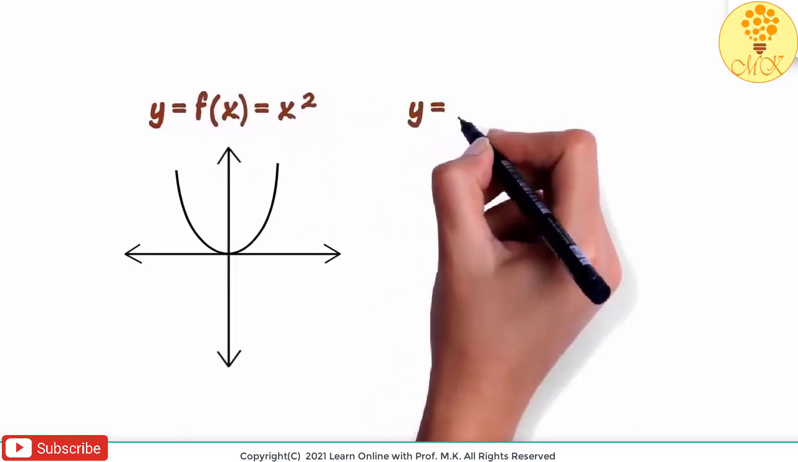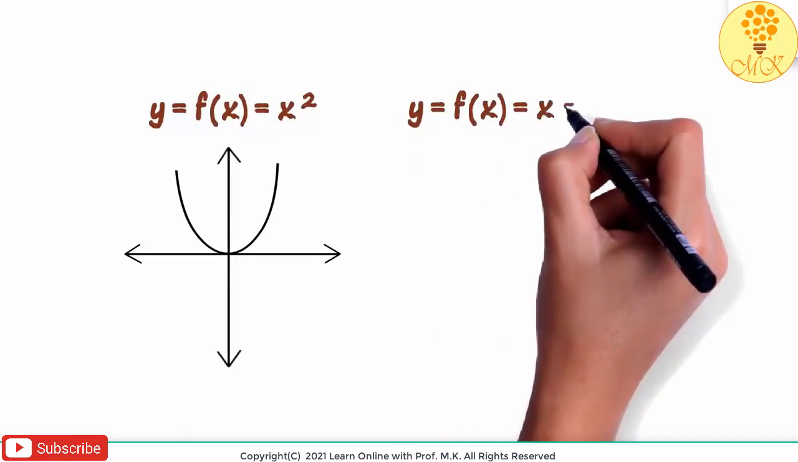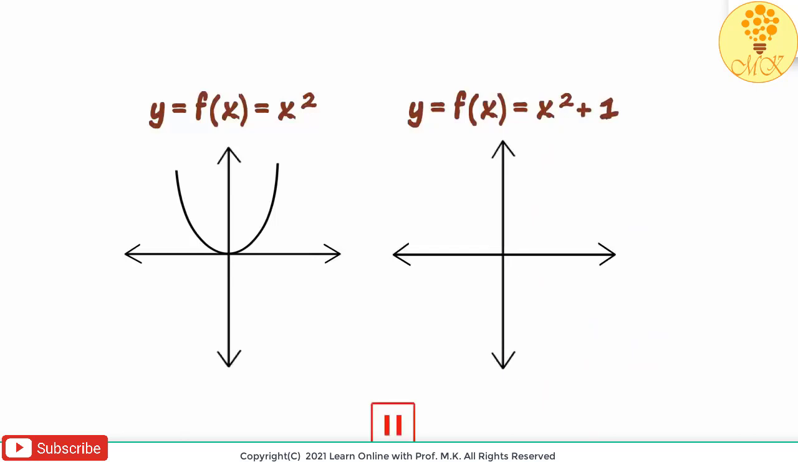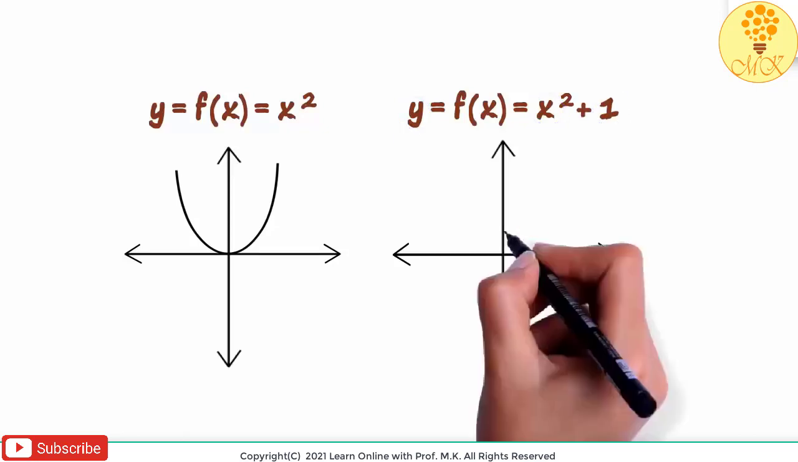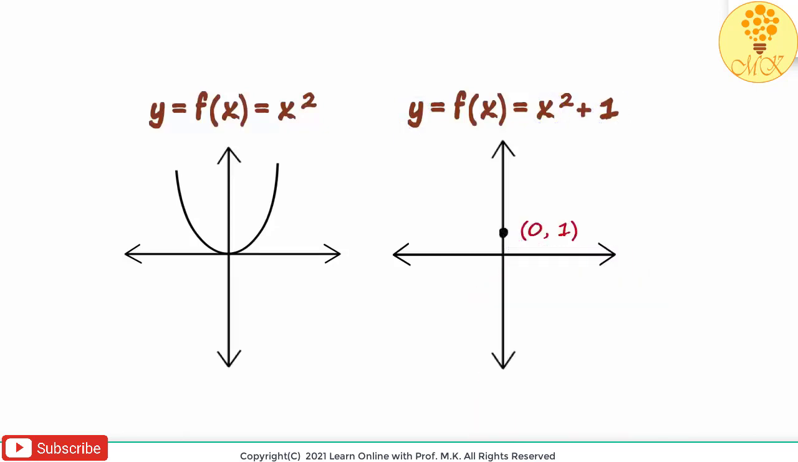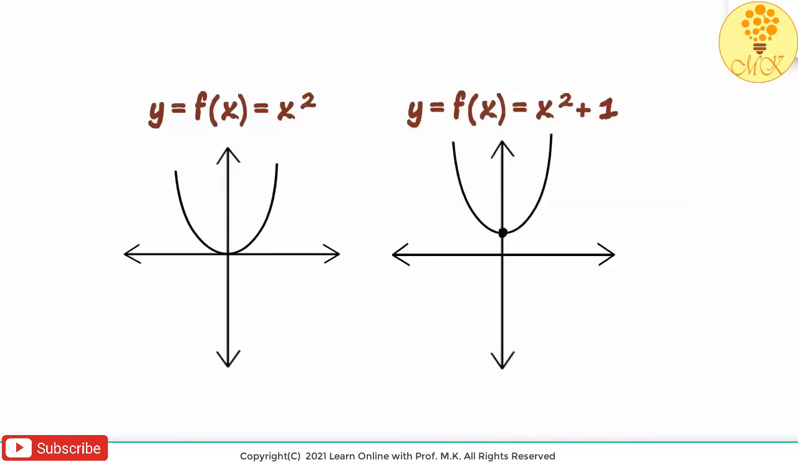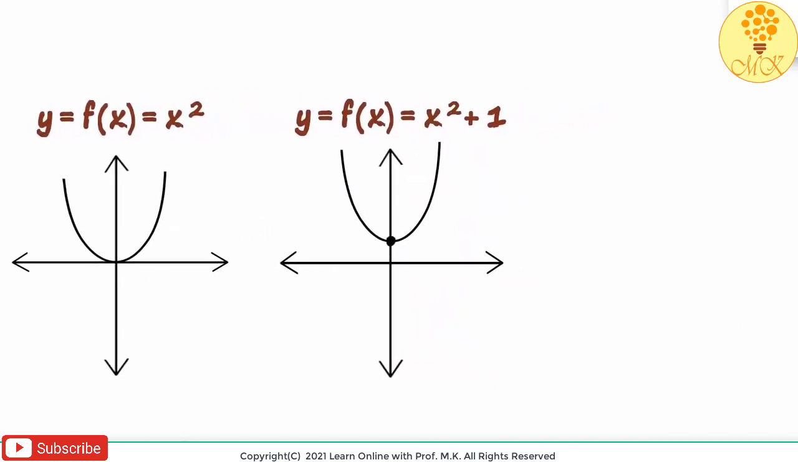We change the function to f of x is equal to x squared plus 1. Make an attempt to draw an approximate graph of this function. When x is 0, y will be equal to 1. 0, 1 will be one of the points on its graph. If you try out more values, you get a parabola like this. Interesting. Now try drawing the approximate graph of this function.